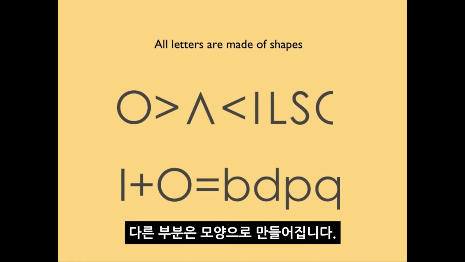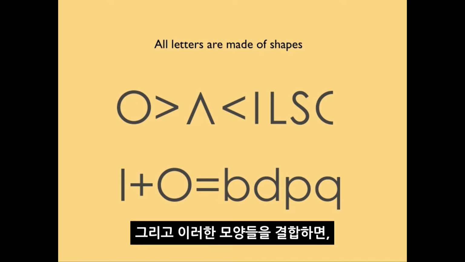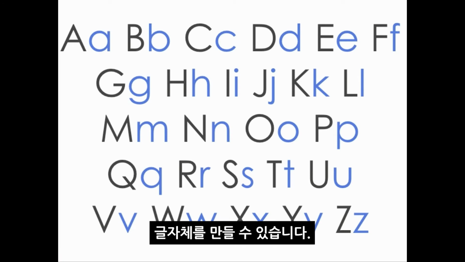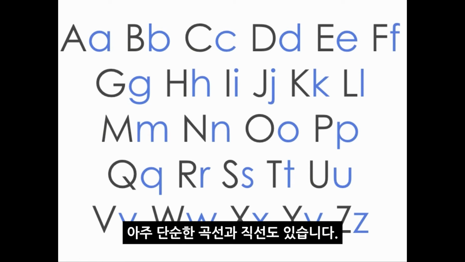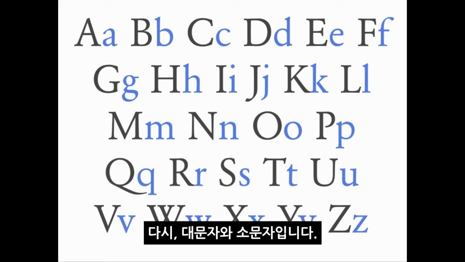The alphabet is made of shapes, and quite simple shapes. Straight lines, circles, curves. And when you combine these shapes, you can make letter forms. Here is a simple alphabet with capitals and lowercase letters and quite simple curves and straight lines. This is a basic serif alphabet. Again, capitals and lowercase.